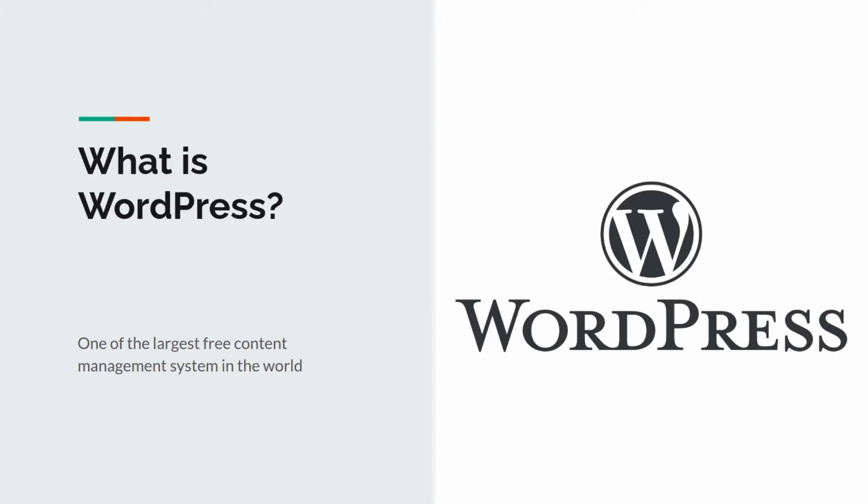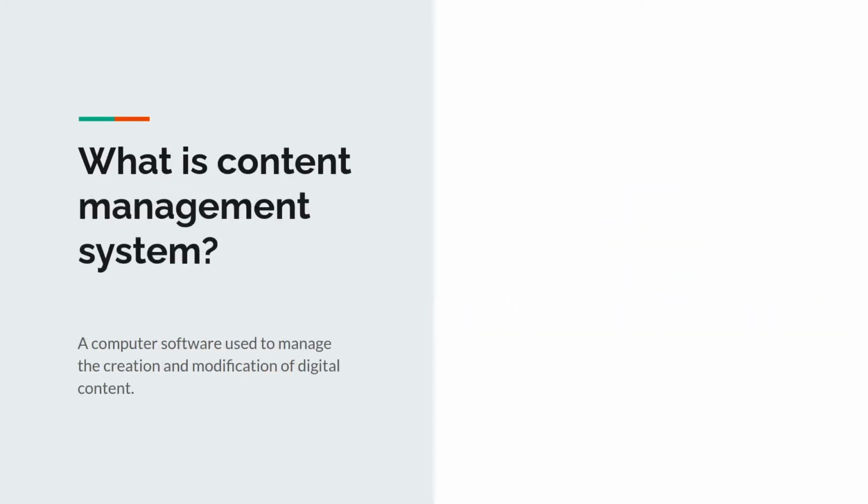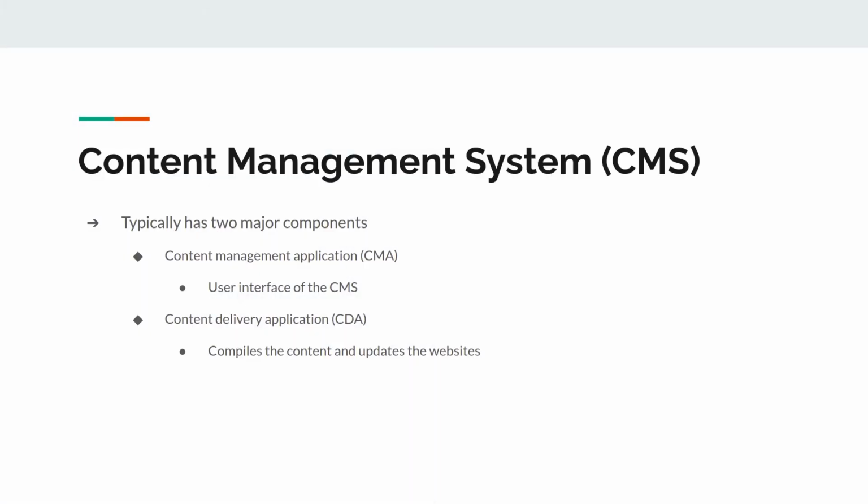And now that we know WordPress is one of the largest content management systems in the world, there's one more question. Content management system, what's that? Now, in simple terms, a content management system is computer software used to manage the creation and modification of digital content. And if we dive deeper, a content management system usually has two major components: the content management application, CMA, and the content delivery application, CDA.